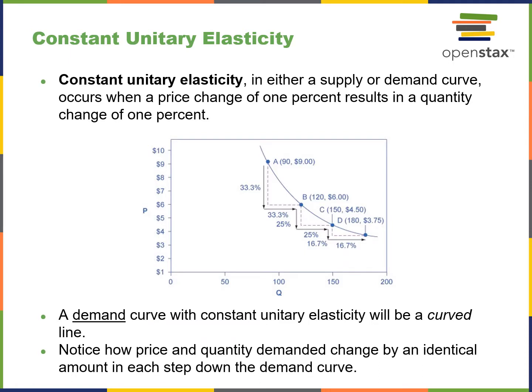Constant unitary elasticity, when applied to demand, is a very key concept. This is only for demand curves. It'll be curved. And how do they make it unitary? It's basically when the percentage change in quantity divided by the percentage change in price equals 1. So 33 divided by 33 is 1, 25 by 25 is 1, 16.7 by 16.7 is 1. So this would be considered a unitary demand curve.